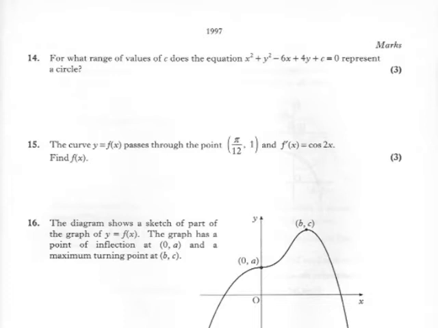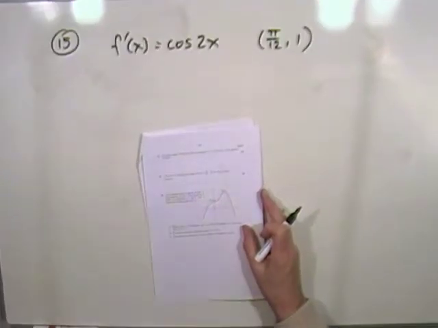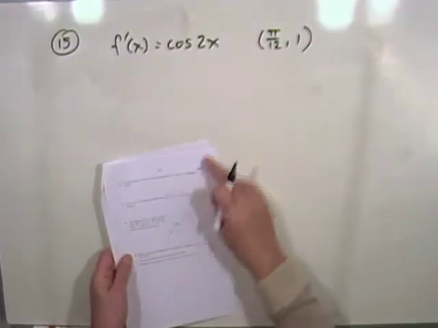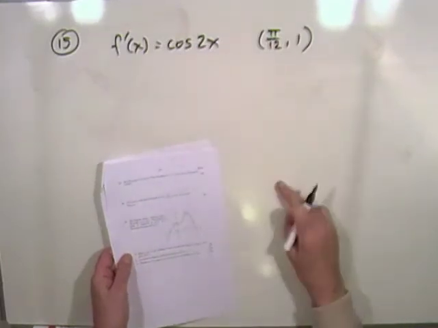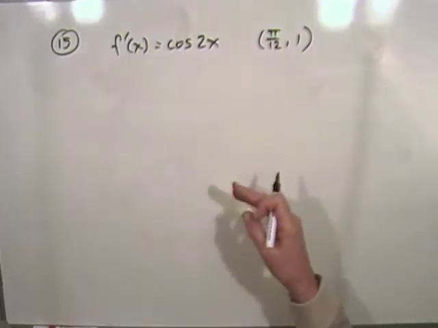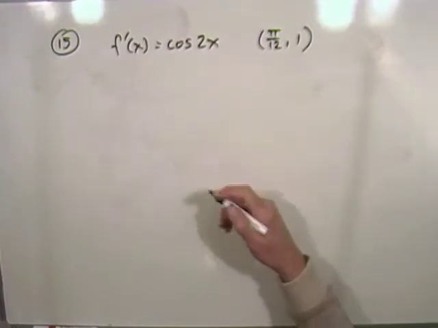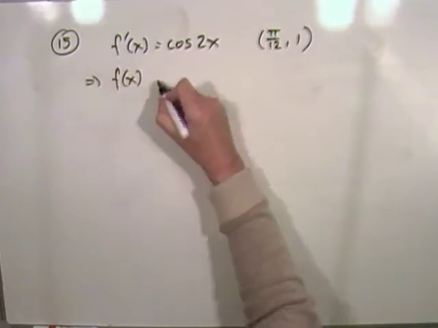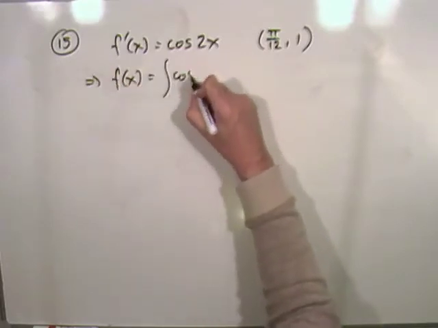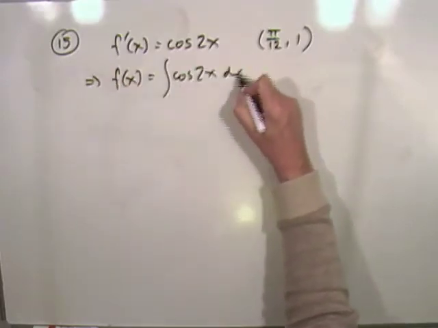Next, number 15 there. Question 15. A curve passes through this point and its derivative looks like this, and you want to get back to the original expression. Find f of x, it said. Well, if that's the derivative, to get f of x I'll have to integrate that: cos 2x dx.